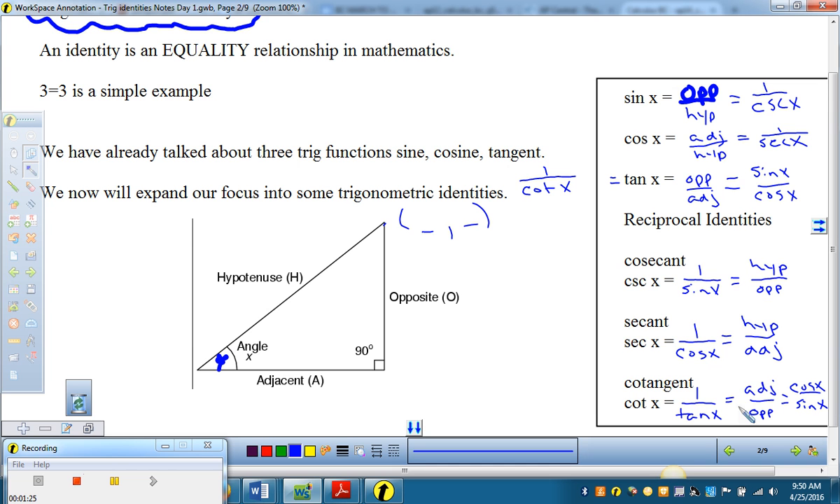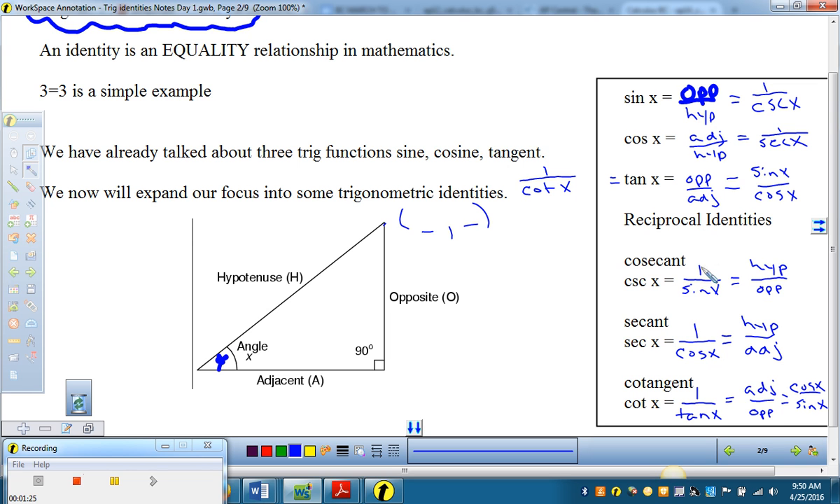These are all true identities that we can use to help us solve for anything that we're asked about. Any questions on what we want on the table that is separate from your notes? We're good? I'm ready. Okay.